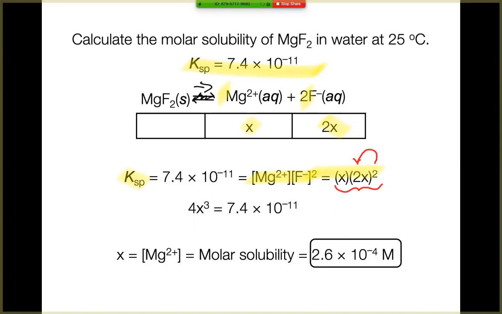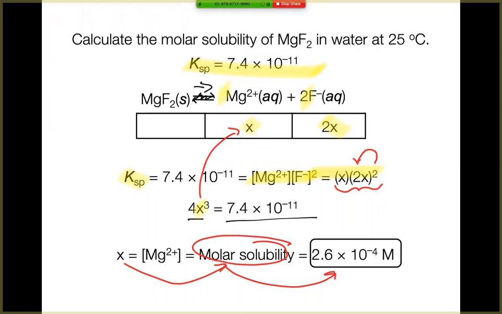That's high school algebra, right? The nice thing is, that's a pretty easy problem to solve for. You divide both sides by 4, and then you take the cubic root. Make sure you're comfortable using your calculators to take cubic roots, just like square roots. When you take the cubic root of 7.4 times 10 to the negative 11th divided by 4, that's going to give me x. What does x equal? The concentration of magnesium. So the concentration of magnesium at its maximum solubility for magnesium fluoride at 25 degrees Celsius is 2.6 times 10 to the negative 4th molar.